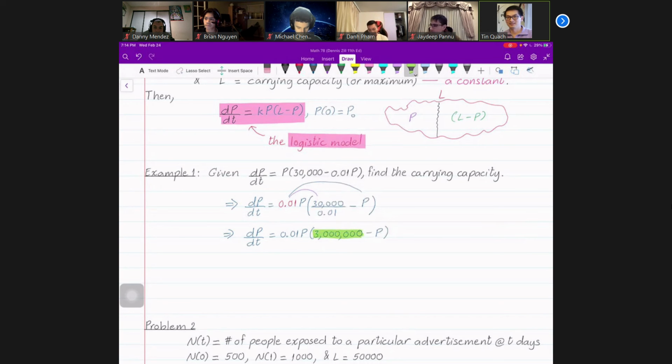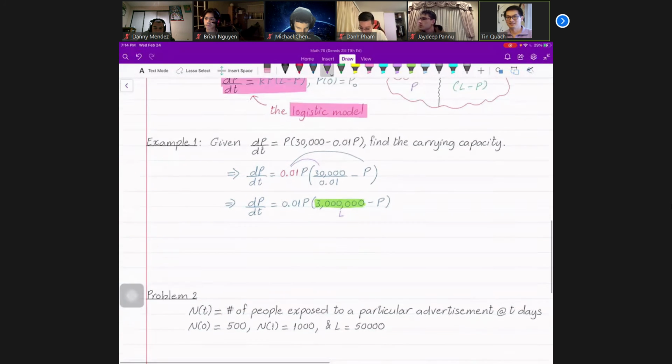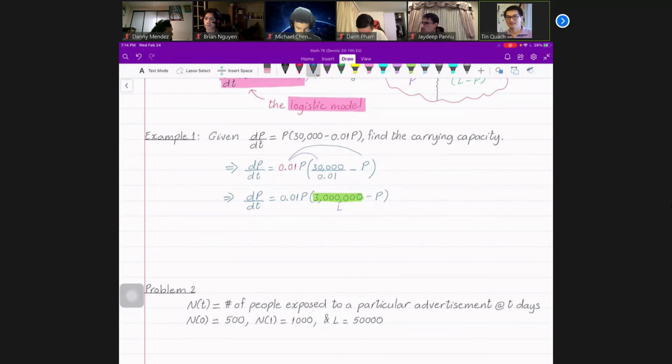Okay, that is your L. So the carrying capacity is 3 million. Capacity. And you're done.